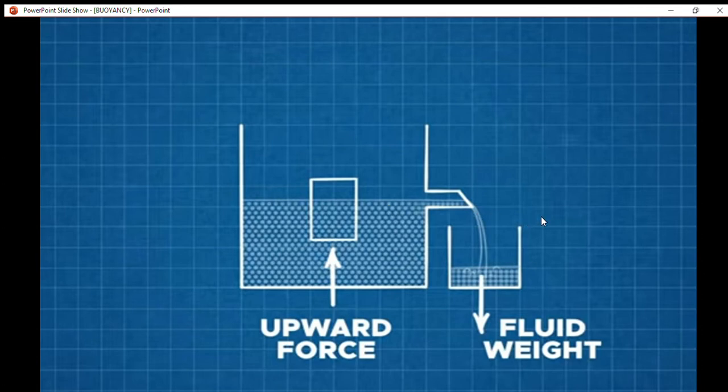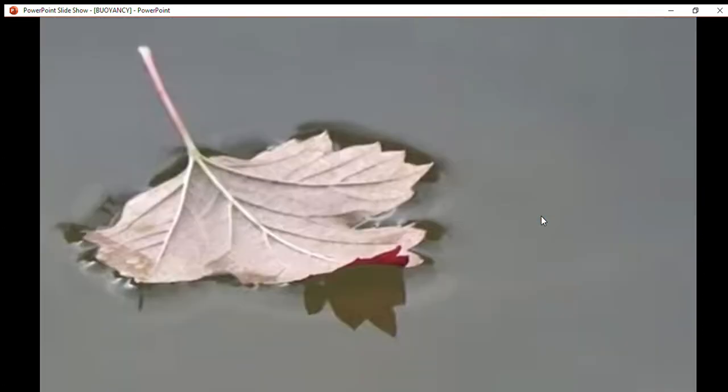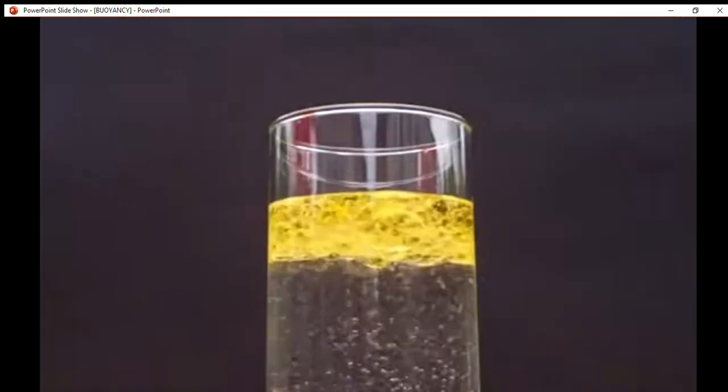Now, we have learned that as the density increases, the buoyant force also increases. The density of pure water is 1000 kg per meter cube. Normally, objects having density less than that of water float on it. As materials like oil, wood, plastic, etc. are less dense than water, they easily float on water.